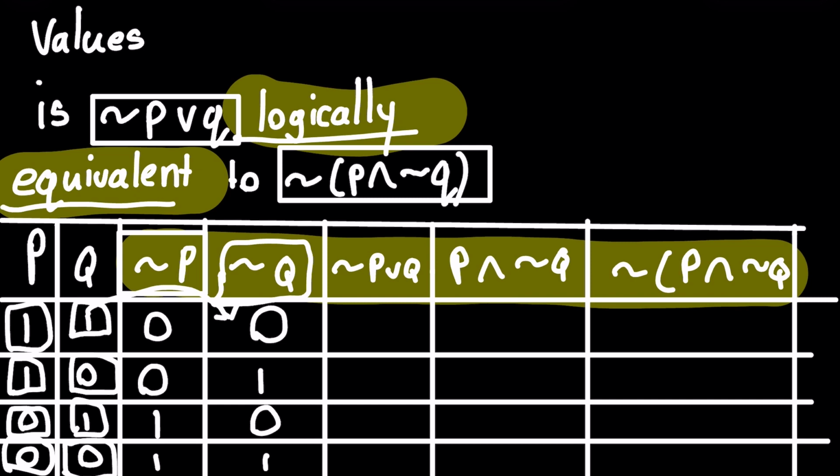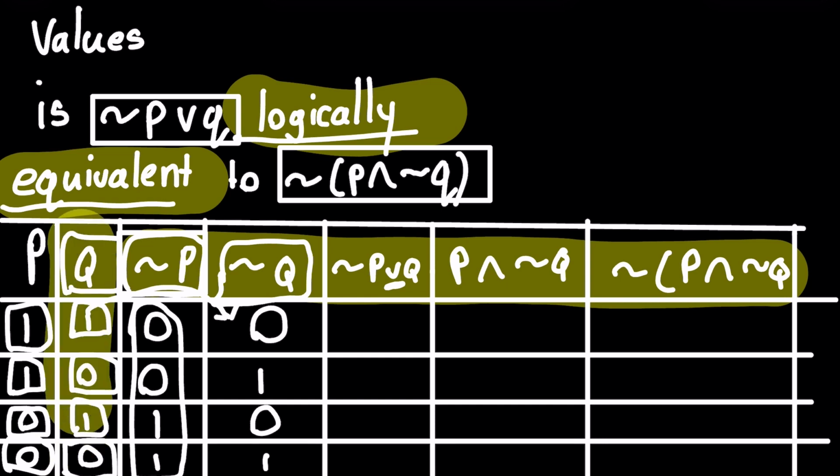So let's say you have negation of P or Q, because this little V sign is or. So we're going to look for the negation of P, and we're going to look for Q, just normal Q, not not Q, we're just looking for negation of P or Q. So if we look for the negation of P, we see 0, 0, 1, 1, right? And if we look for Q, we see 1, 0, 1, 0, because Q is right here.